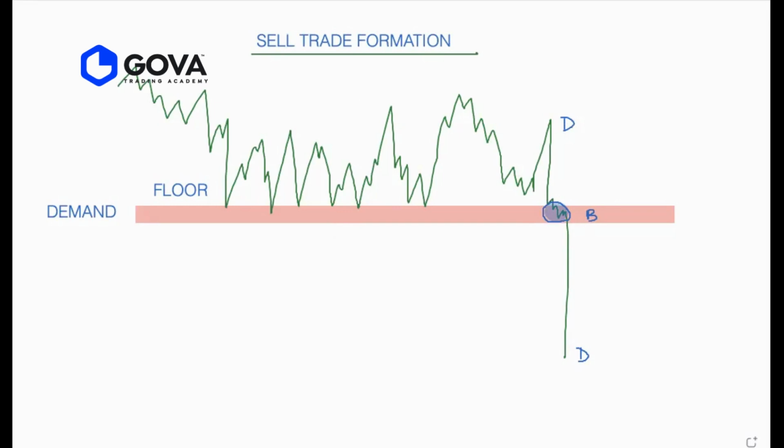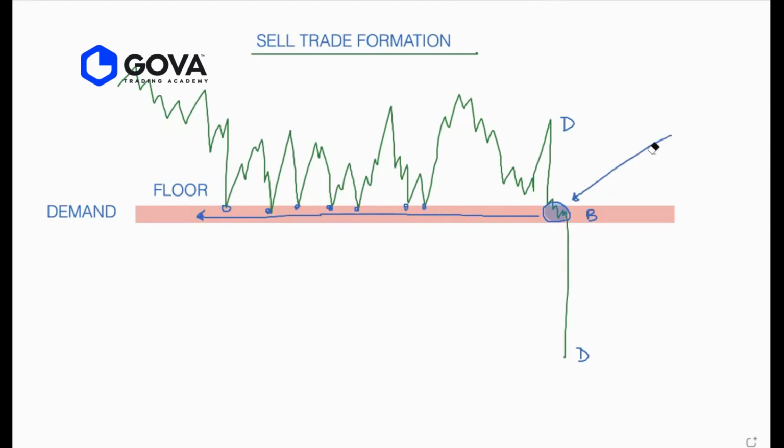Now, you can see previously, market has been respecting this floor. Look at it. Market has been respecting the floor here previously, as you can see. Looking left from the base, market has been respecting the floor in a very good way. But suddenly, market price happens to break the floor here.